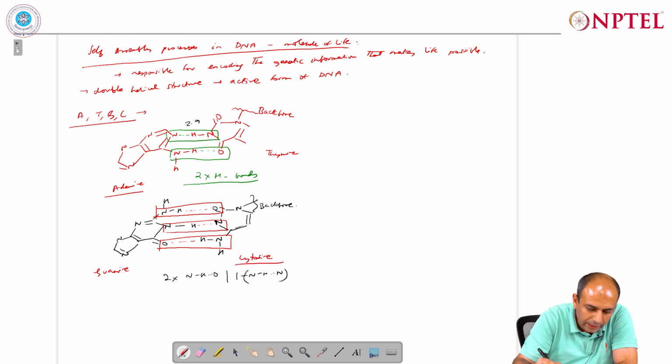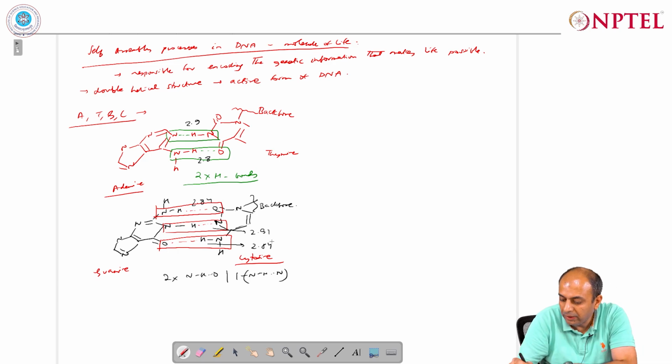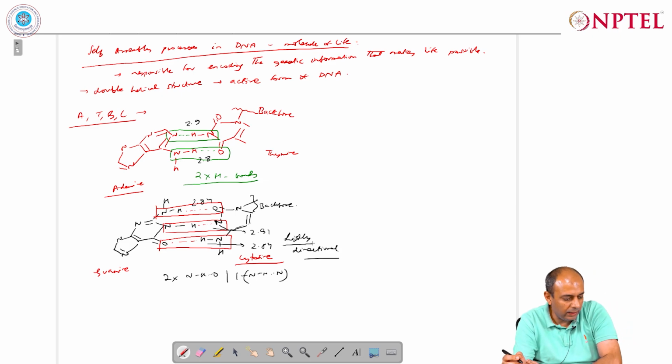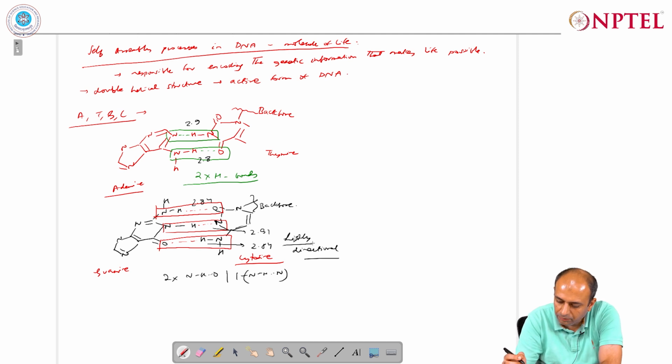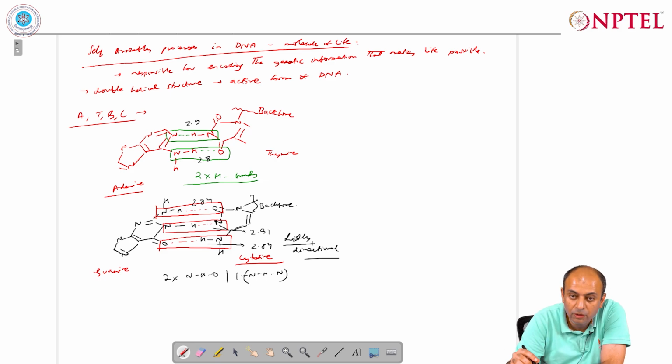This is around 2.9, this is 2.8, this is 2.84, this is 2.91, and this is 2.84. Although these hydrogen bonds are quite long, they are highly directional. So the directionality is what is very important when it comes to these particular hydrogen bonds. So this kind of specific hydrogen bonding formation is there.